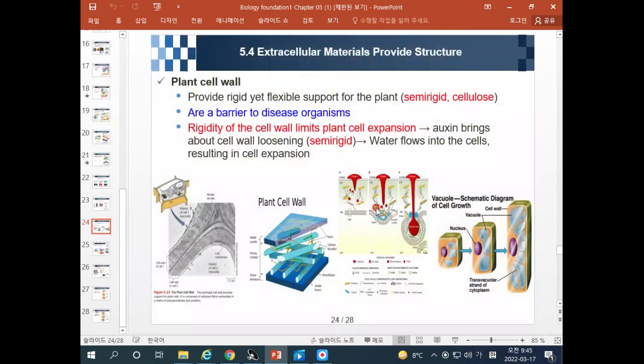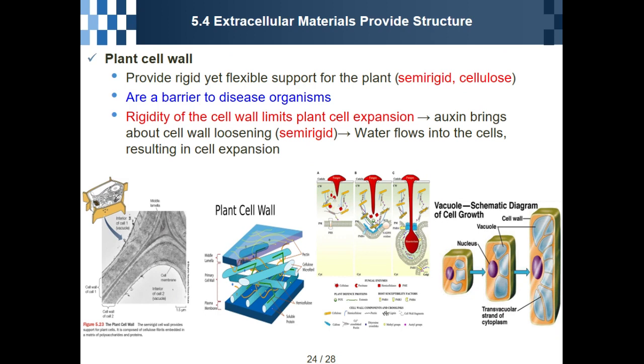Now we will cover the 4th subject, extracellular materials. Extracellular materials provide structure. For example, especially the plant cell has walls. So this is the plant cell, and they have walls, like this. So this is the plant cell wall.